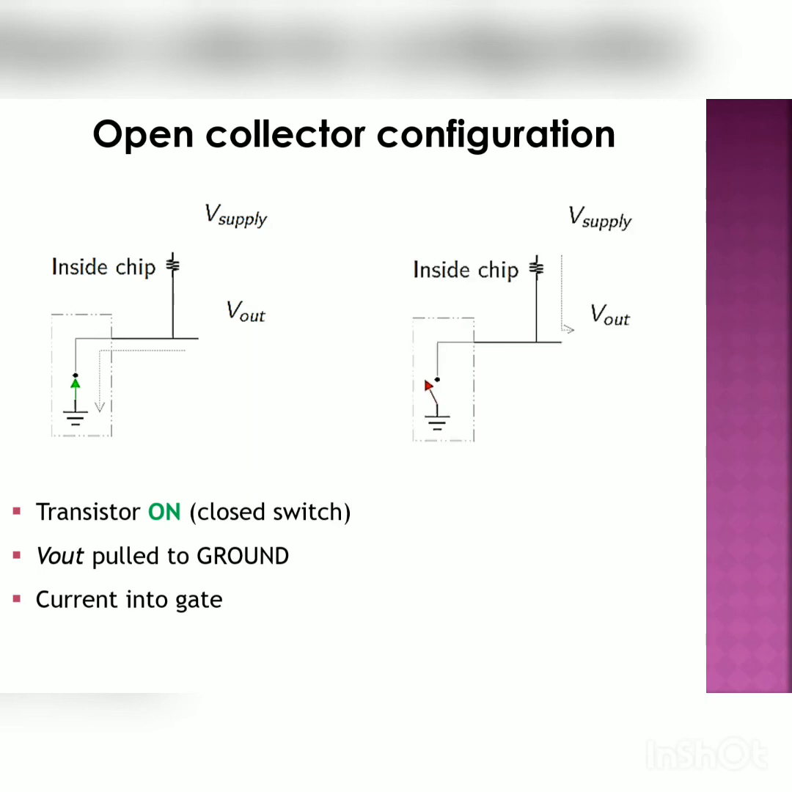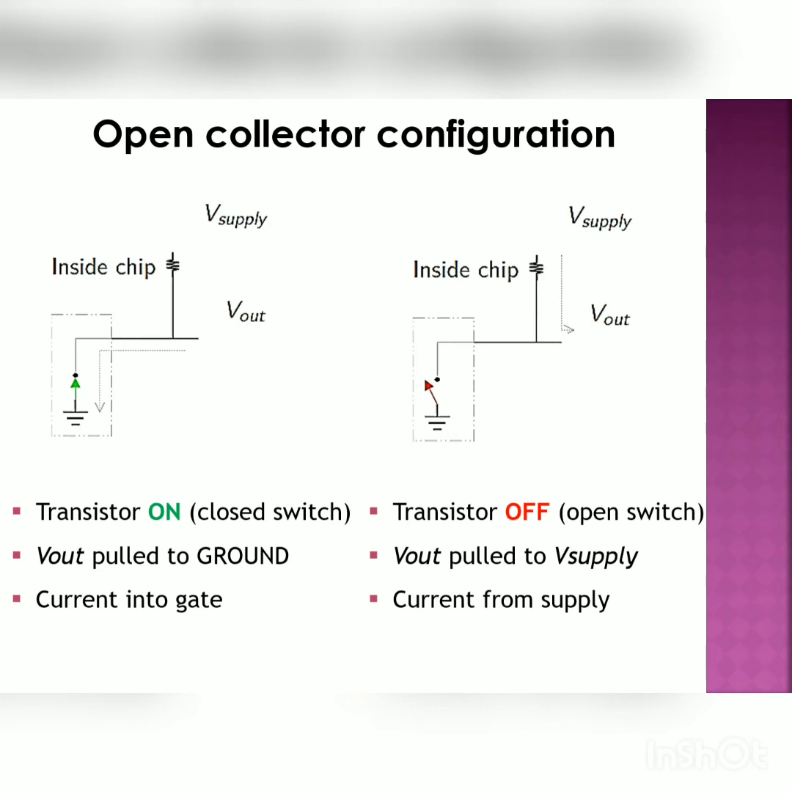When the transistor is off, shown by the open switch, then the output voltage Vout will be pulled to the supply voltage, that is V supply, and current will flow from the supply to the load which we are going to connect.